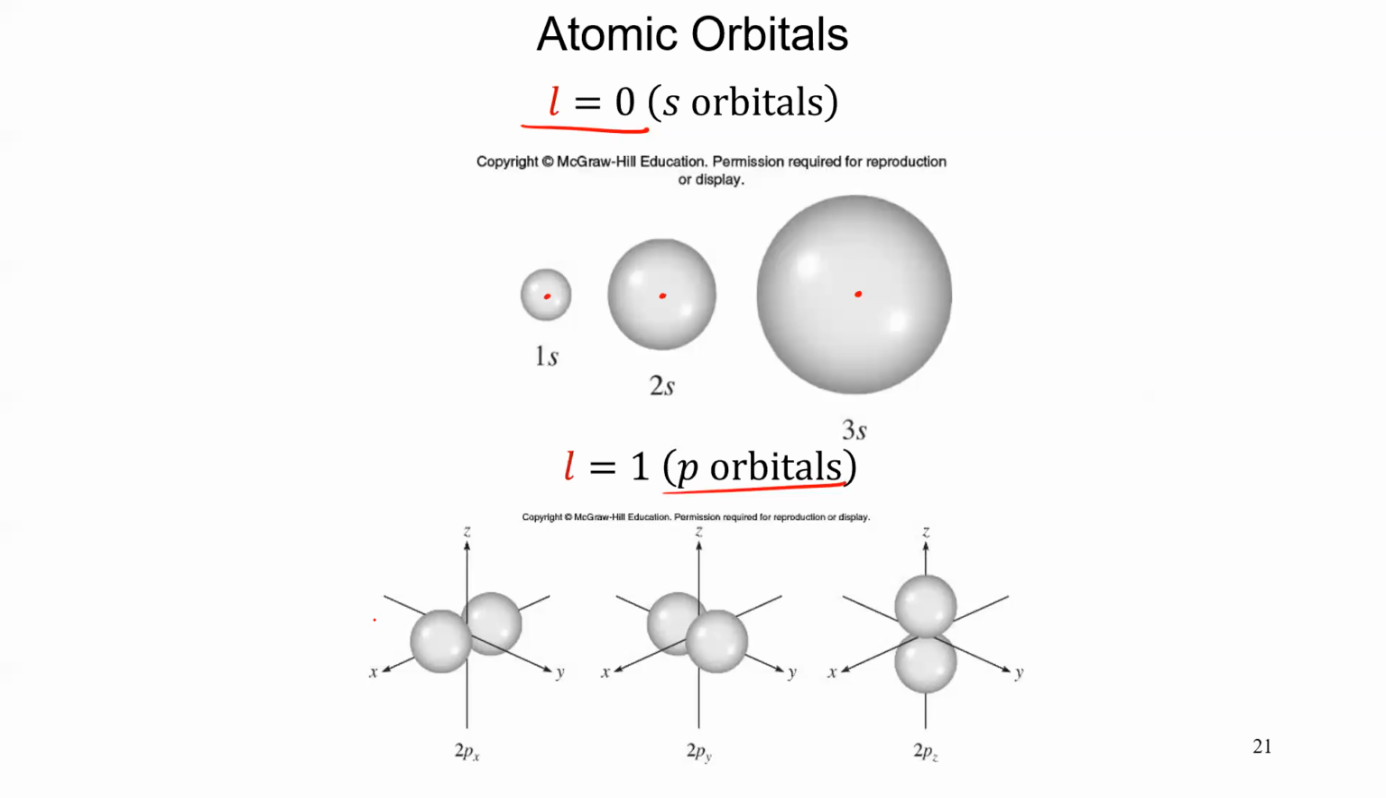The shape of the p orbital kind of looks like a figure 8. A lot of textbooks call them barbell shaped. These don't really look like barbells to me, but that's how a lot of textbooks describe that shape. And you'll notice that these are all 2p orbitals, but they're oriented along different axes. We'll talk about that in just a minute, but that's the general shape of the p orbitals.